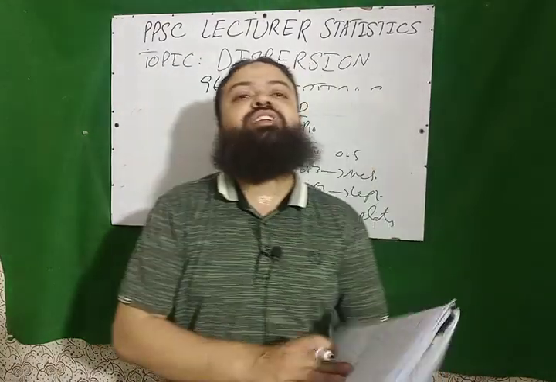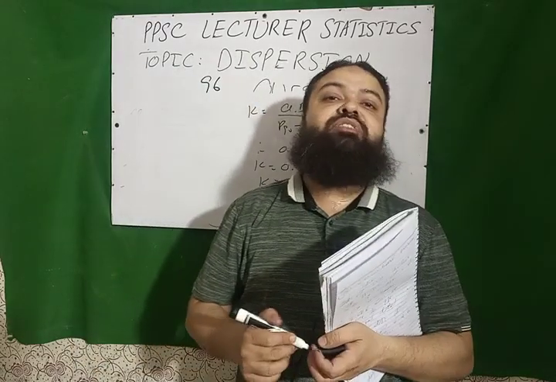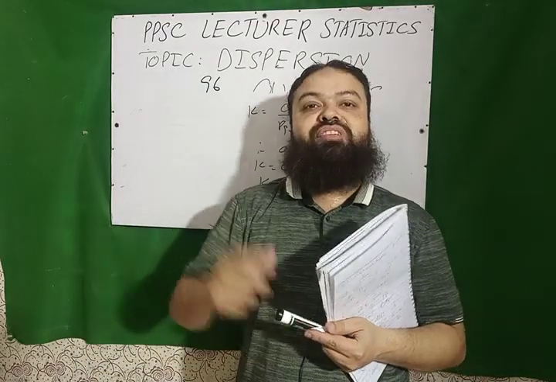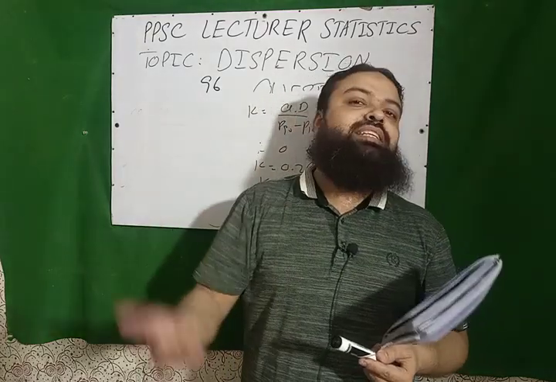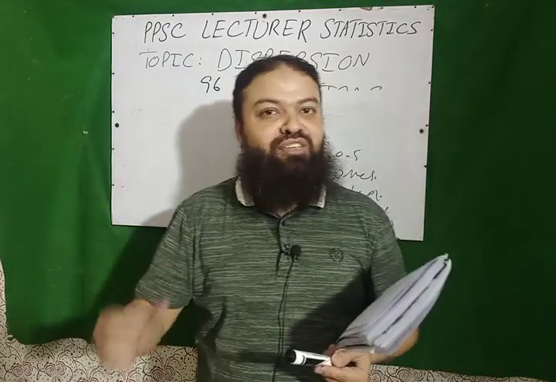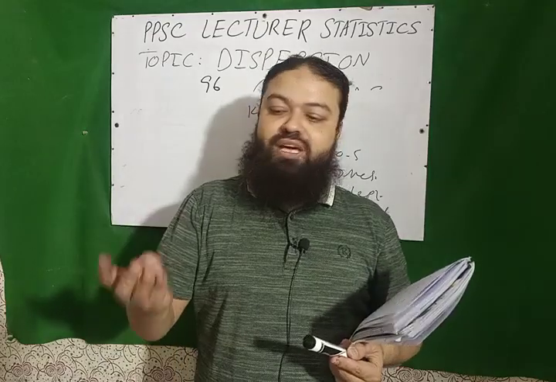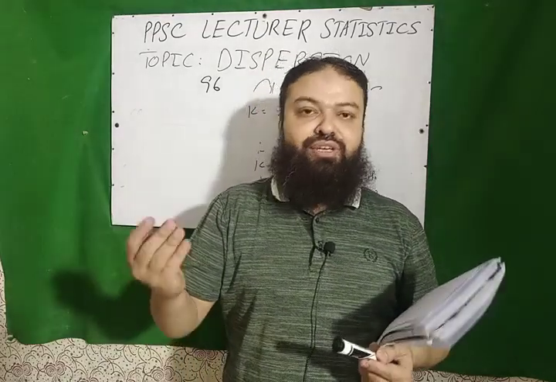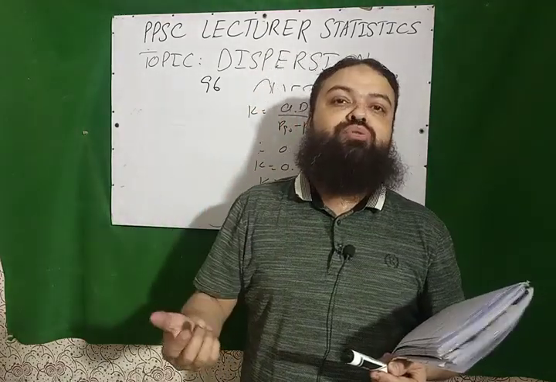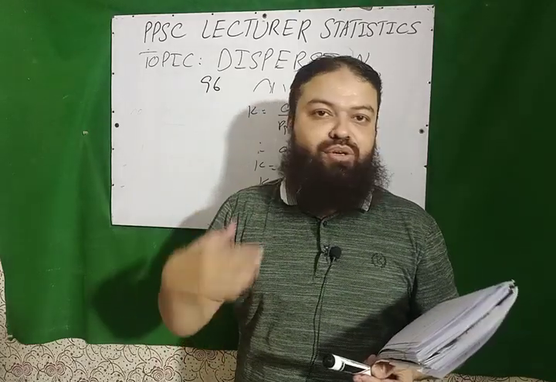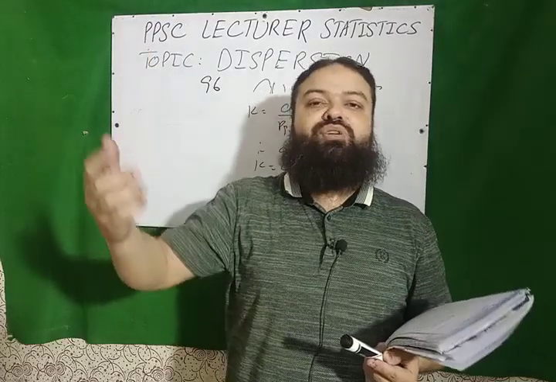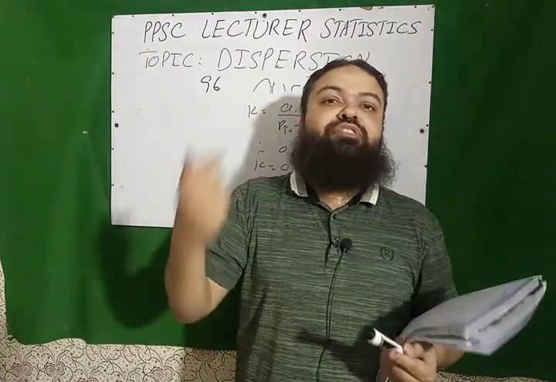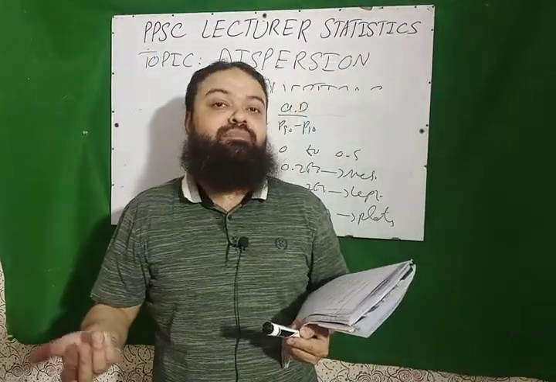Then what is the difference between absolute and relative dispersion? If the dispersion is in the same units as the units of the measurement, for example the data is given in centimeters and the dispersion is also in centimeters, these are absolute. Range, mean deviation, quartile deviation, standard deviation, all are absolute measures of dispersion. Variance is not absolute because it takes the square of the unit, centimeter square, inches square, kilometer square, and coefficient of variation is a relative measure of dispersion.